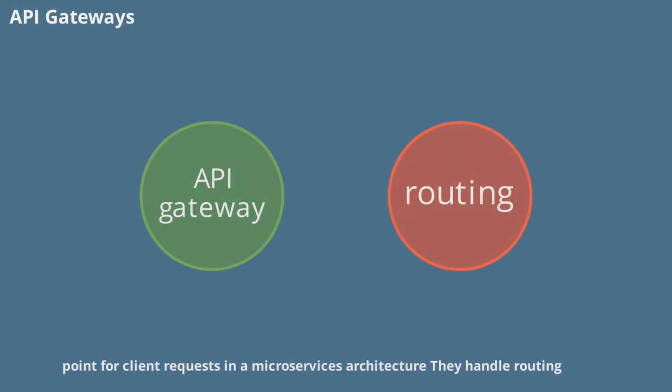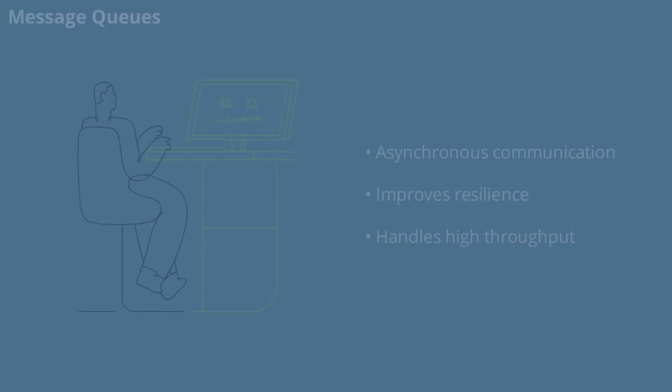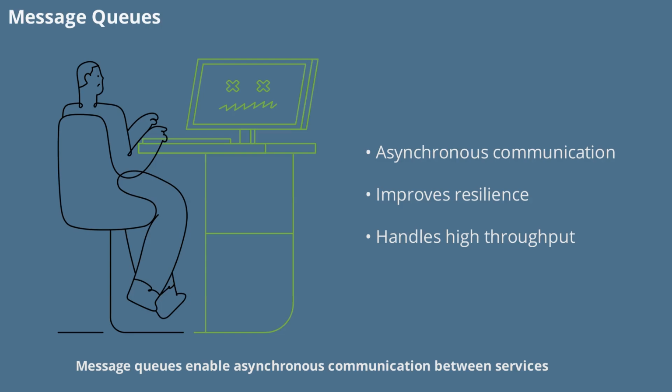They handle routing, authentication, and rate limiting, simplifying the client's interaction with the system. Real-world gateways like Kong or NGINX are essential for managing complex service ecosystems. Message queues enable asynchronous communication between services.